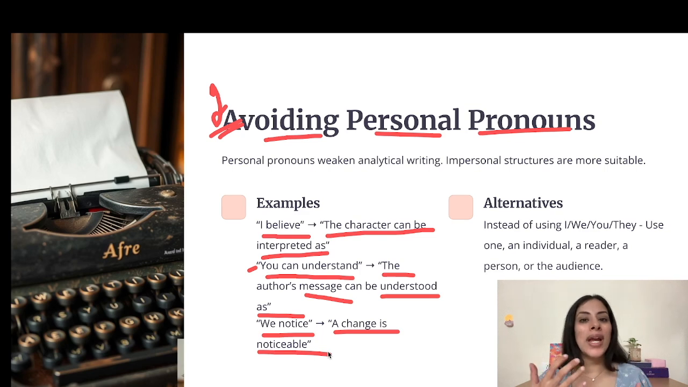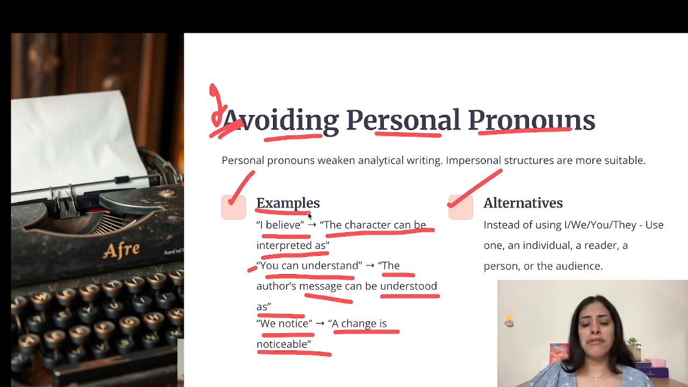So the moment you write like that, it's going to leave an impact on your examiner, because examiners do notice these slight changes. Okay, now if this method looks a bit difficult for you, if you can't memorize everything, then I have a simpler one where you just have to replace I, we, you, they. You can use a generalized expression, which is one, an individual, a reader, a person, or the audience.